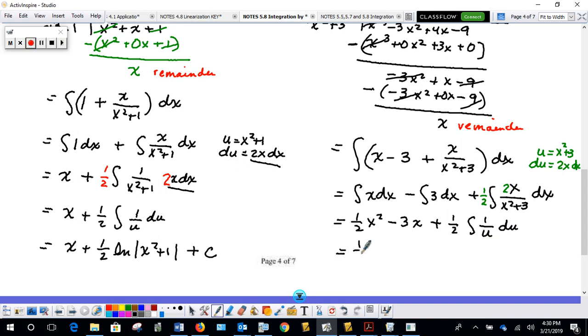So we would have 1/2 x squared minus 3x plus 1/2 natural log absolute value x squared plus 3 plus c, and we're done with that problem.